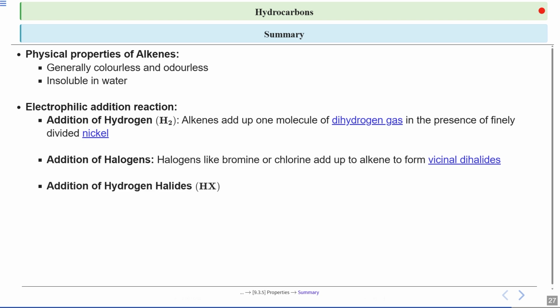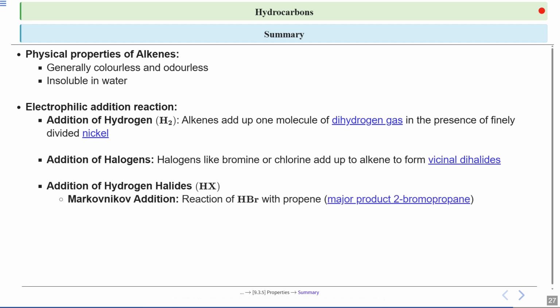Then we have the reaction of alkenes with HBr or HCl. So they are hydrogen halides. So this reaction is called hydrohalogenation reaction, and hydrogen and halogen add across the double bond. The way they add depends on the structure of alkene and the reaction condition.